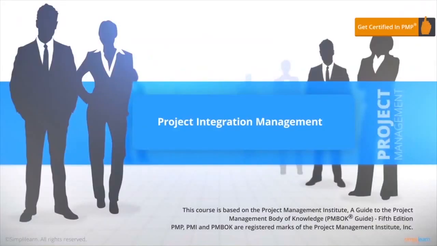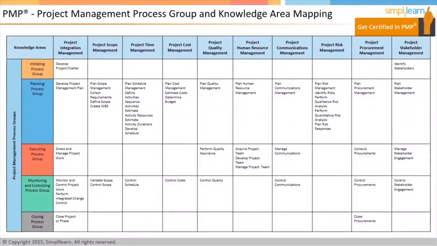In this lesson, we will focus on project integration management. There are 47 processes in project management, grouped into 10 knowledge areas and mapped to 5 process groups. In this lesson, we will look at the first knowledge area, that is, project integration management and its processes. In the next screen, let us understand the concept of project integration management.